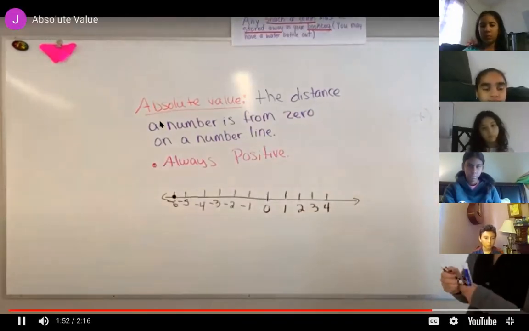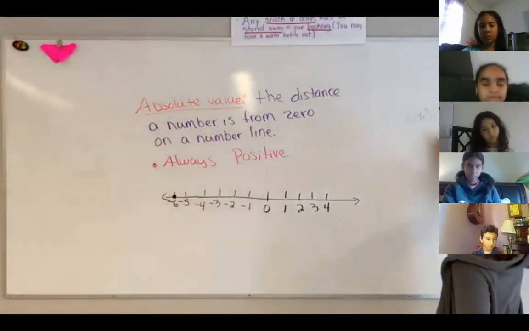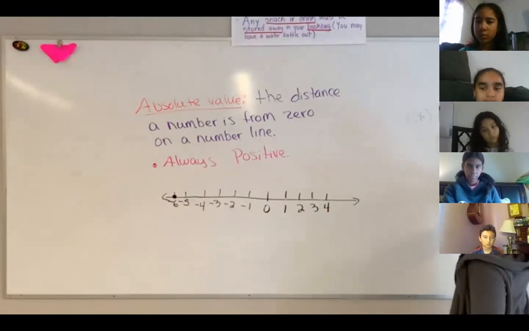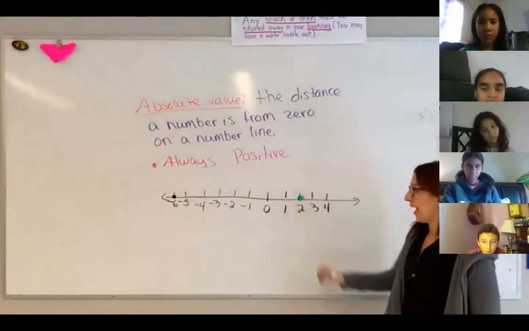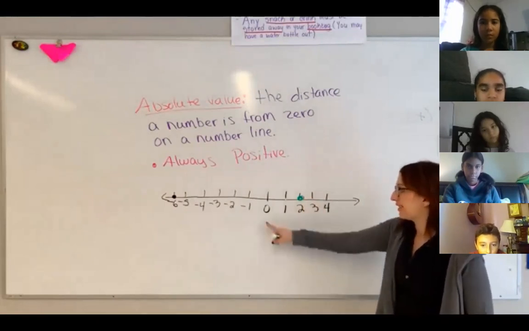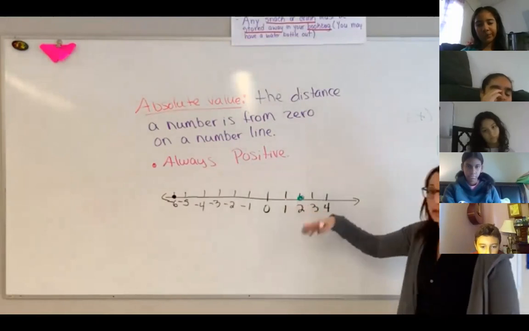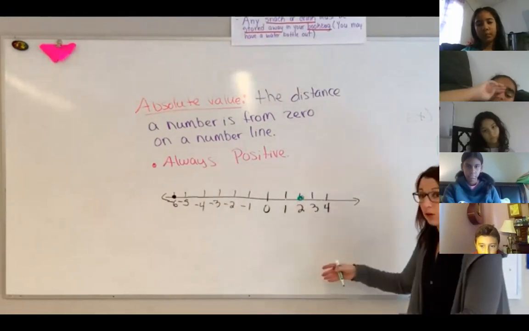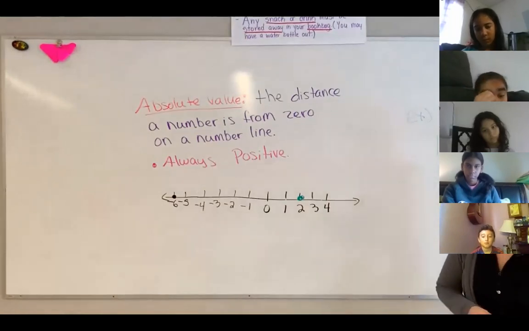Let's look at one on the positive side. If I want to know the absolute value of 2, I'm going to go to +2, put a closed circle. I'm going to ask myself, how far is 0 from 2? And I'm going to count. 1, 2. It's 2 units to the right of 0, so the absolute value is 2.